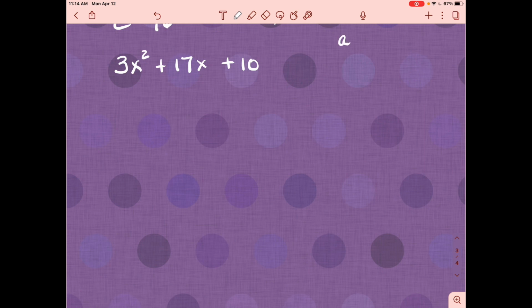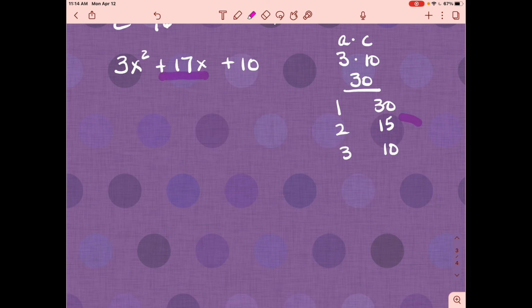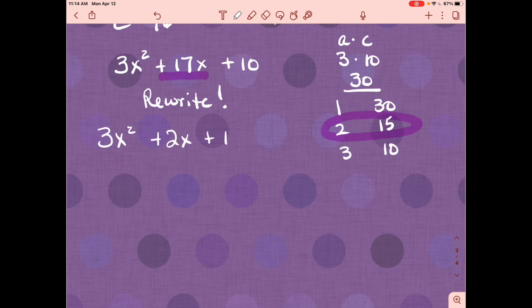Okay, AC factoring, we're going to go 3 times 10 is 30. We're going to factor the 30: 1 and 30, 2 and 15, 3 and 10, and we're looking for something that equals positive 17, so that's that. Next step is the rewrite, don't forget it. We're going to say 3x squared plus 2x plus 15x plus 10. This is the part we rewrote right here.